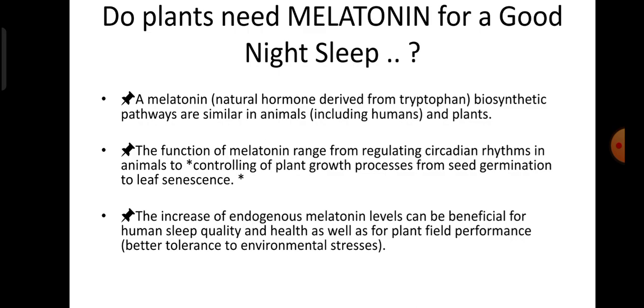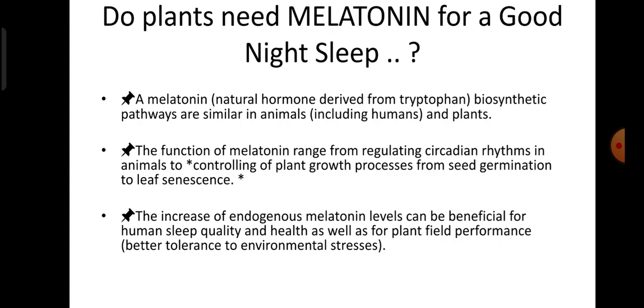Next concept, this is not related to GPB but is a crop physiology concept. We cannot ignore our other relevant subjects, like the subjects which come under plant sciences. So this is again an important concept. Do plants need melatonin for a good night's sleep? Certainly. The recent research has found this.